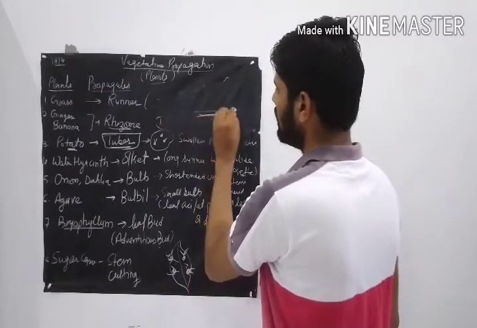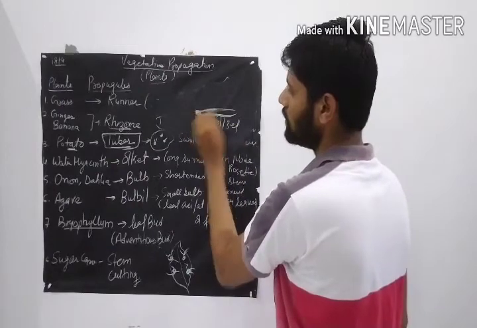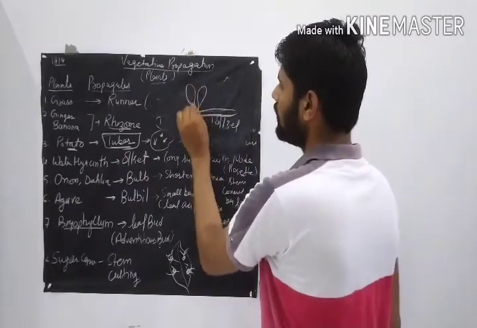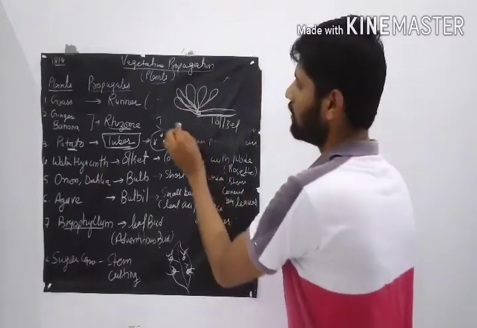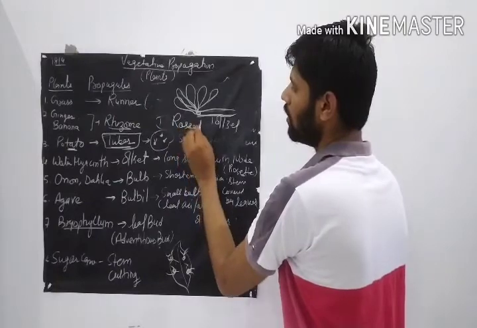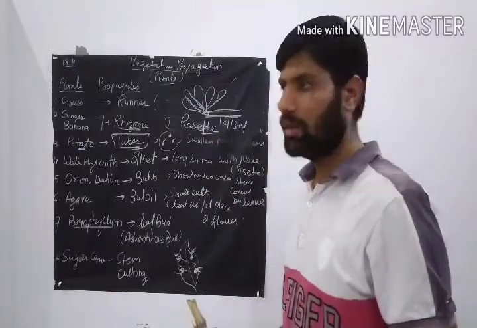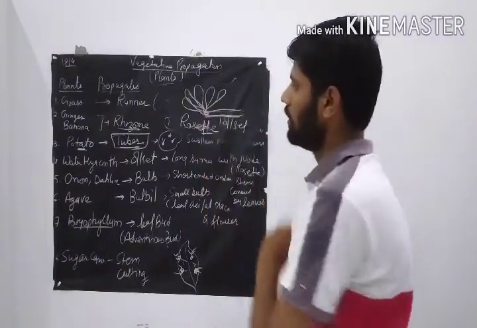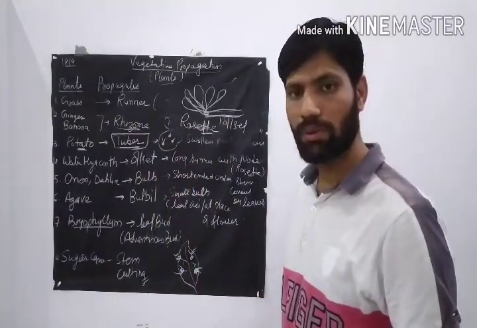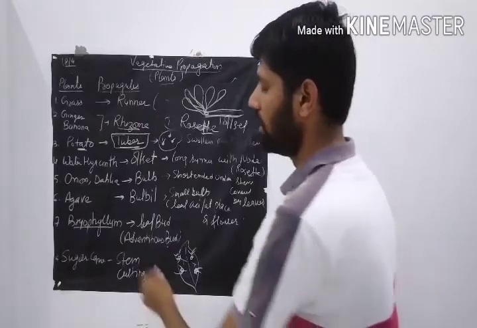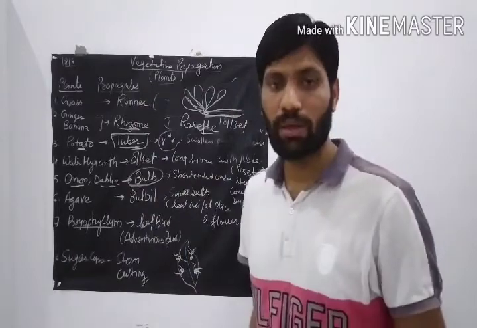So there is a long stem-like structure known as an offset. In one offset there is a node, and in the node there is a group of leaves, and that group of leaves is known as a rosette structure. So this structure is known as a rosette, and again they grow up and form the new body of water hyacinth.